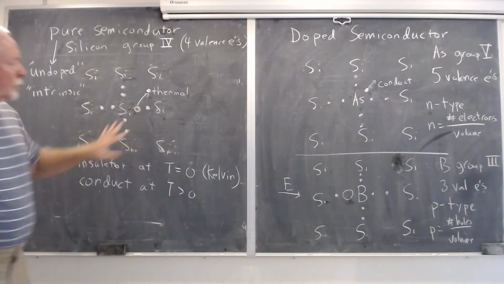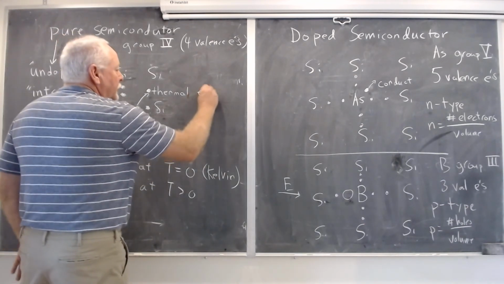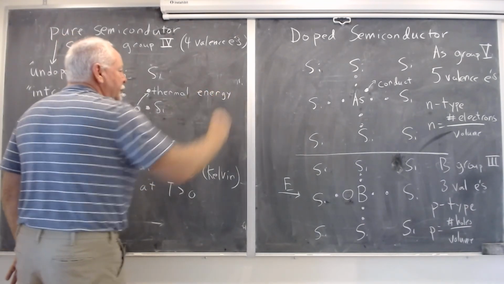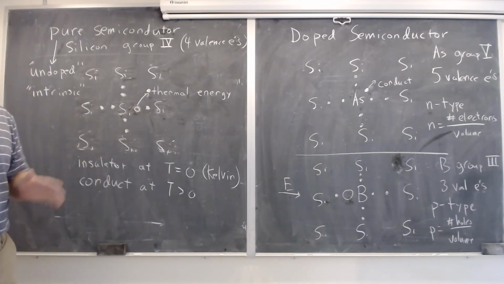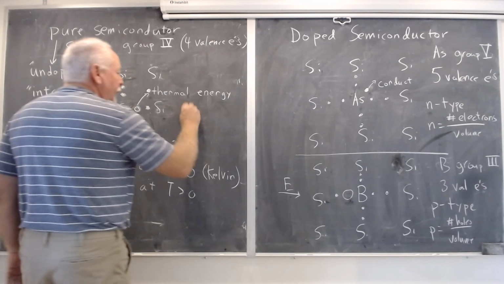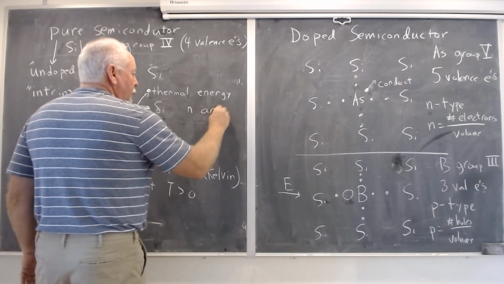So thermal energy can cause one of those electrons to rip off the bond, leaving behind a hole. And so you have both N and P.